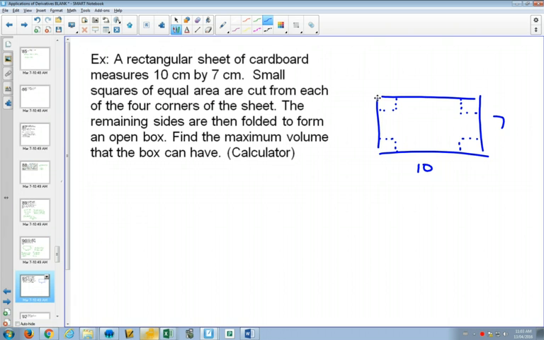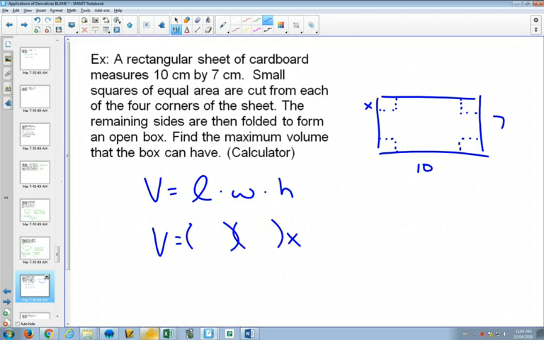Now, depending on the size of that square, will give you different volumes. So you know volume is length times width times height. So if I cut out a square of size x, are you okay that my height will be x? What we're going to try to figure out is how long is our length, how long is our width. It's no longer 10 and 7. How long is our length now?